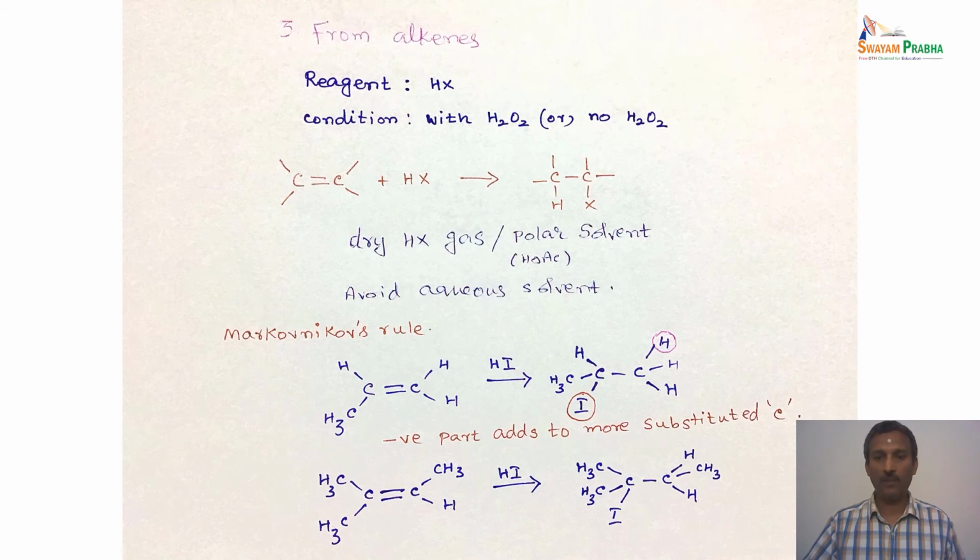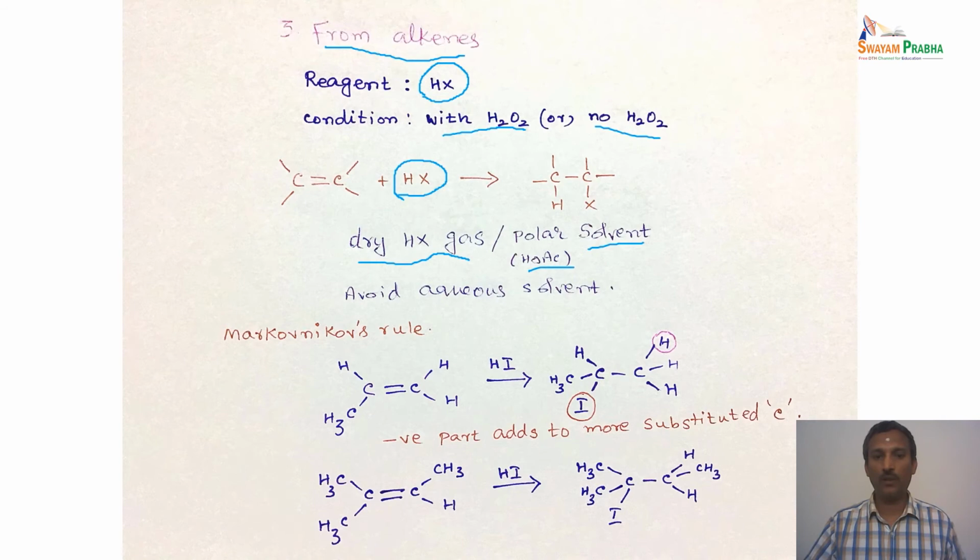Alkyl halides can be prepared from alkenes. So the reagent used is basically HX, and the conditions used are either with hydrogen peroxide or without hydrogen peroxide. The hydrogen halide adds across the double bond to give the alkyl halide. Generally, the reagent HX is used as a dry hydrogen halide gas in a protic solvent, preferably acetic acid. We need to avoid aqueous solvents for this reaction because the use of water produces basically an alcohol.